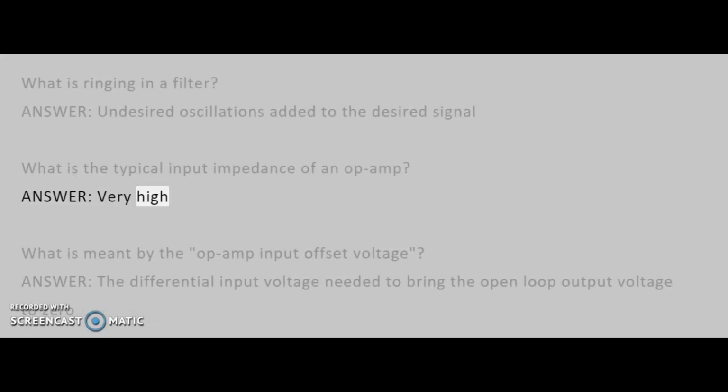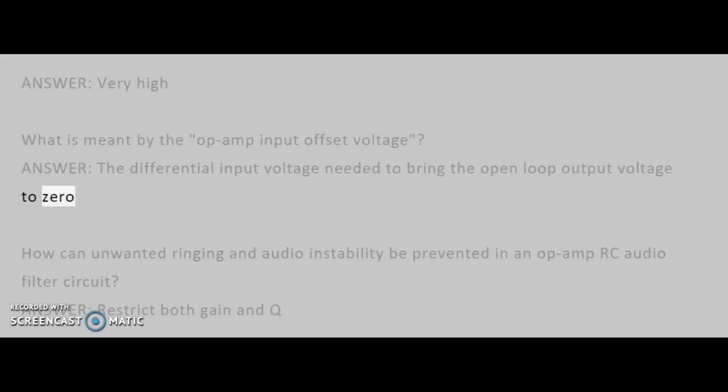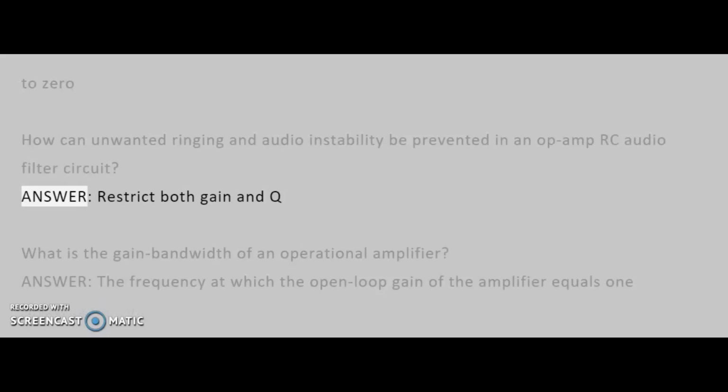Answer: very high. What is meant by the op-amp input offset voltage? Answer: the differential input voltage needed to bring the open-loop output voltage to zero. How can unwanted ringing and audio instability be prevented in an op-amp RC audio filter circuit? Answer: restrict both gain and Q.